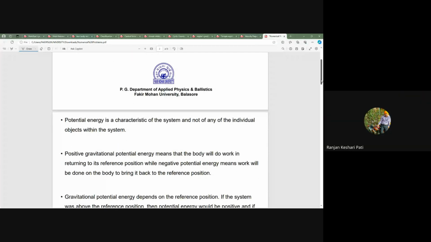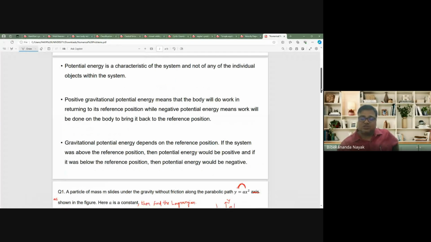One thing is that kinetic energy is simply half m x dot square, or in two dimensions includes y dot square, but potential energy varies. And one thing is to determine whether potential energy is positive or negative. There are a few rules. The potential energy is a characteristic of the system and not of any individual object. Positive gravitational potential energy means the body will do work in returning to its reference position, while negative potential energy means work will be done on the body to bring it back to the reference point. If work is done on the body, then it will be negative. If work is done by the body, then it will be positive.